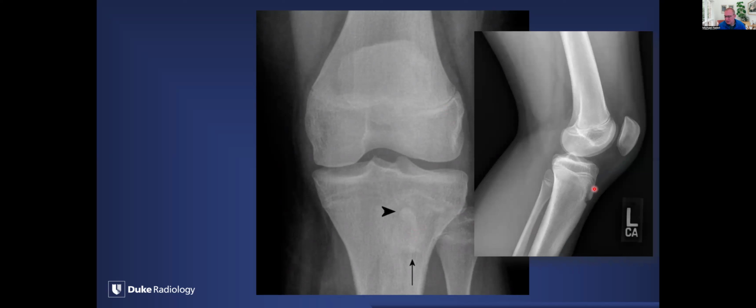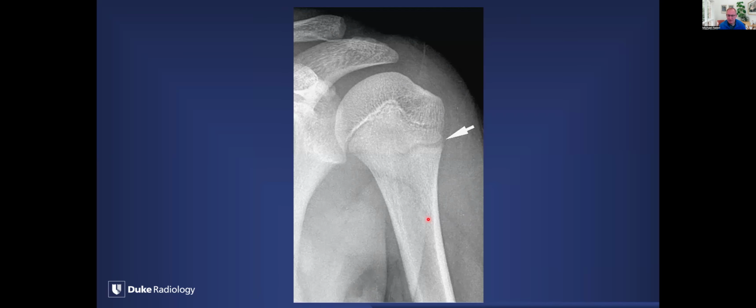Here's what it looks like at this stage of development on the lateral view. So we're just seeing this structure here, the tibiotubercle, which will go on to fuse with the metaphysis a little bit later. But this is how it looks on the frontal view.